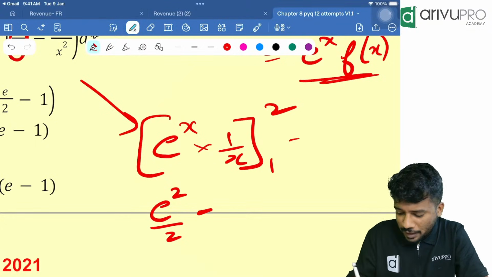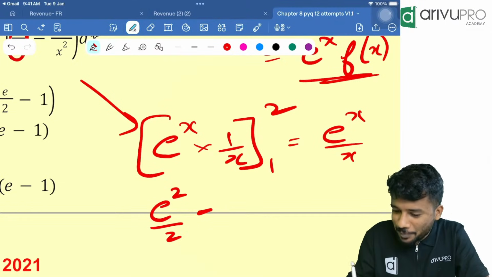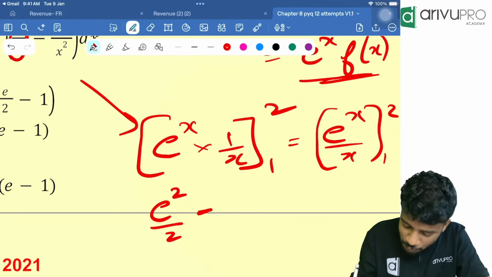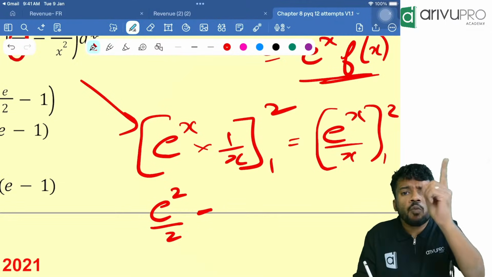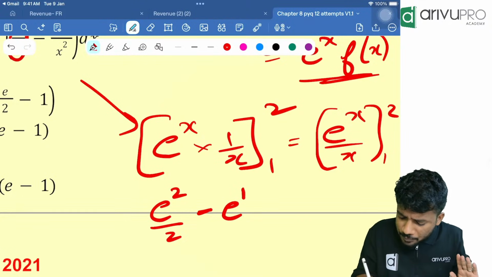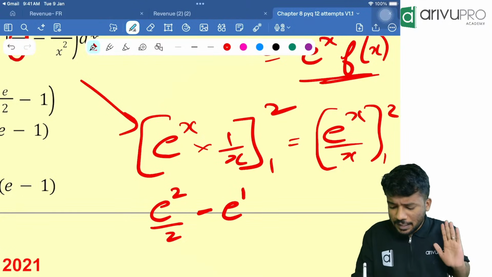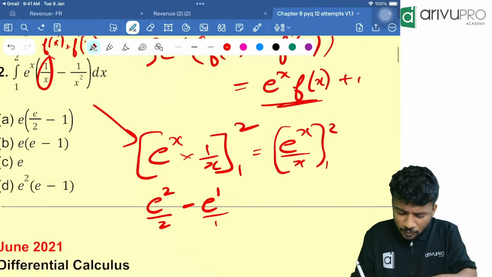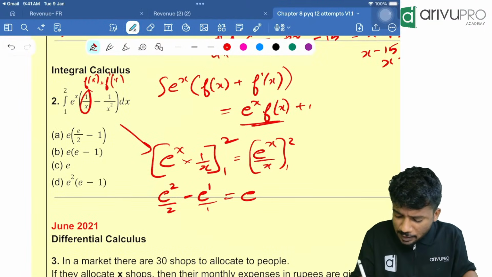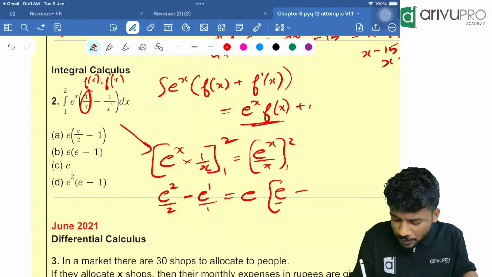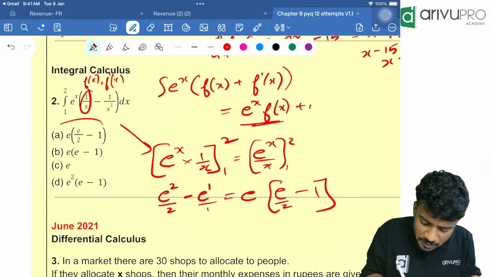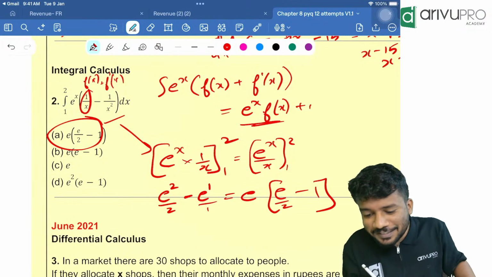The e raised to x divided by x from 1 to 2, minus, apply 1, e raised to 1 divided by 1. That is the case. Now you tell me, looking at the options, which option is the answer? Take e common, that means e by 2 minus 1. Which option is the answer? Option A is your answer. Well and good. You are good.